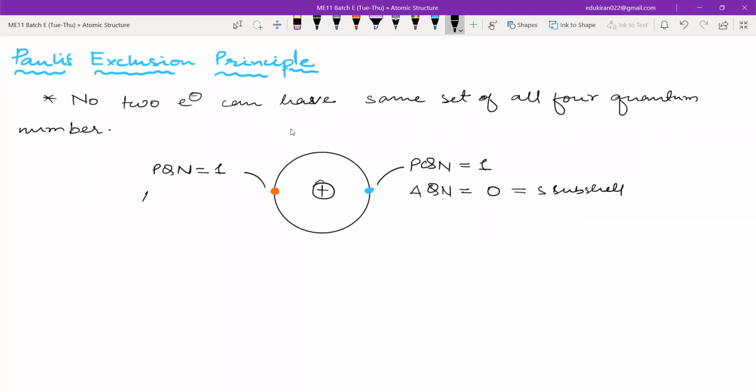Now here also the azimuthal quantum number will be equal to 0 and it will be present in the S subshell.